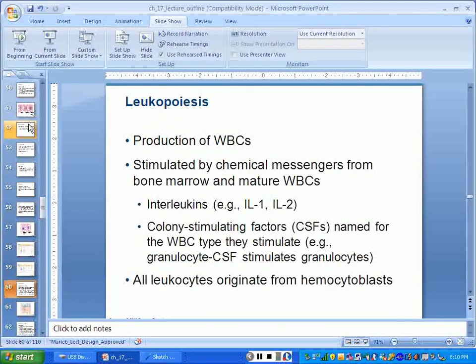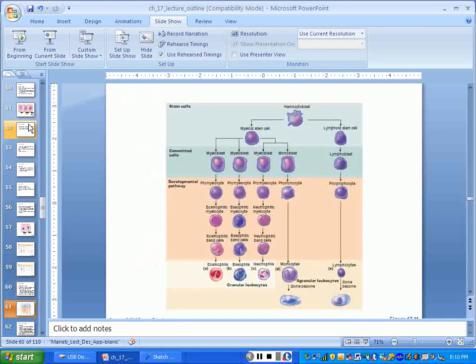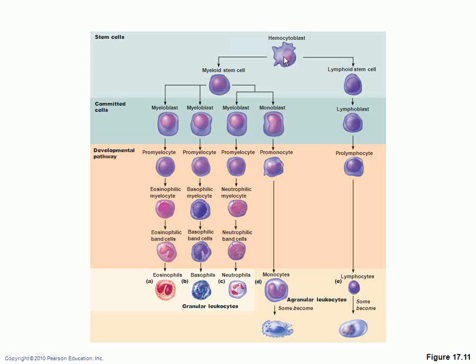Remember, know your counts on the white blood cell. Here's your white blood cell picture. Make it bigger for you. All blood cells are coming from what kind of cell? Hemocytoblast, which is a blood stem cell. Look at the path, though. There's two primary pathways and then multiple tiny pathways that determine which kind of white blood cell it will be.